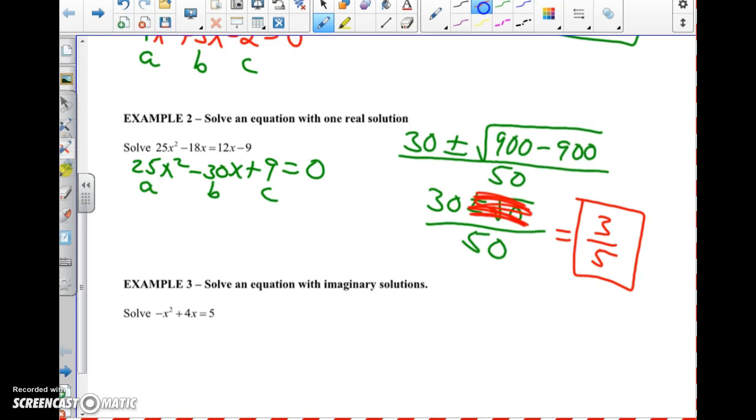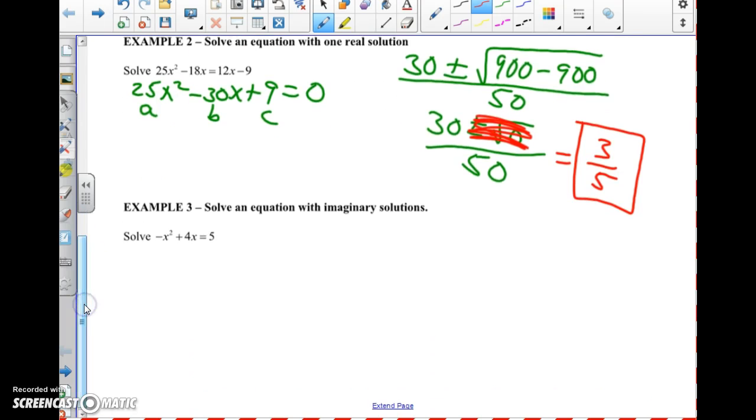All right, let's go to the third one now. Here's example 3. Now, the first thing I do is subtract the 5, so we're going to get negative x squared plus 4x minus 5 equals 0. Now how much is the a? Negative 1. How much is the b? 4. How much is the c? Negative 5.